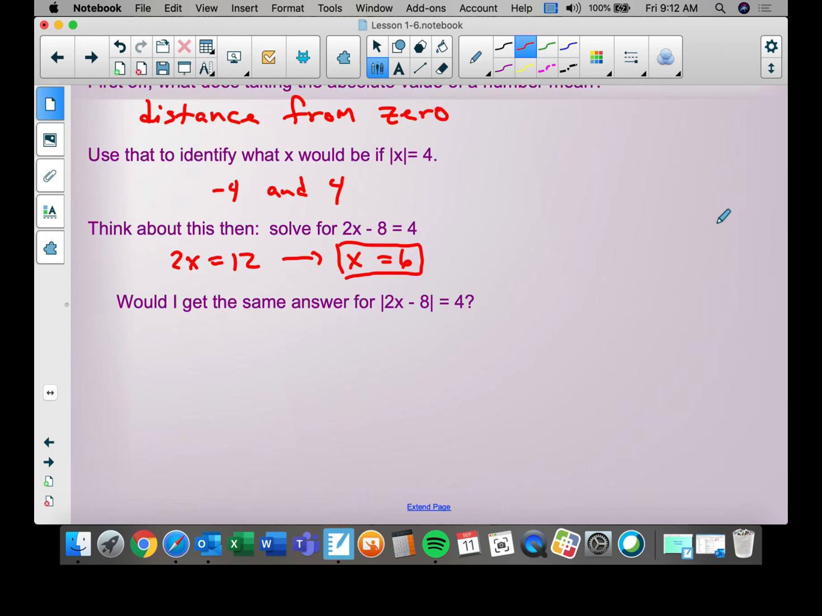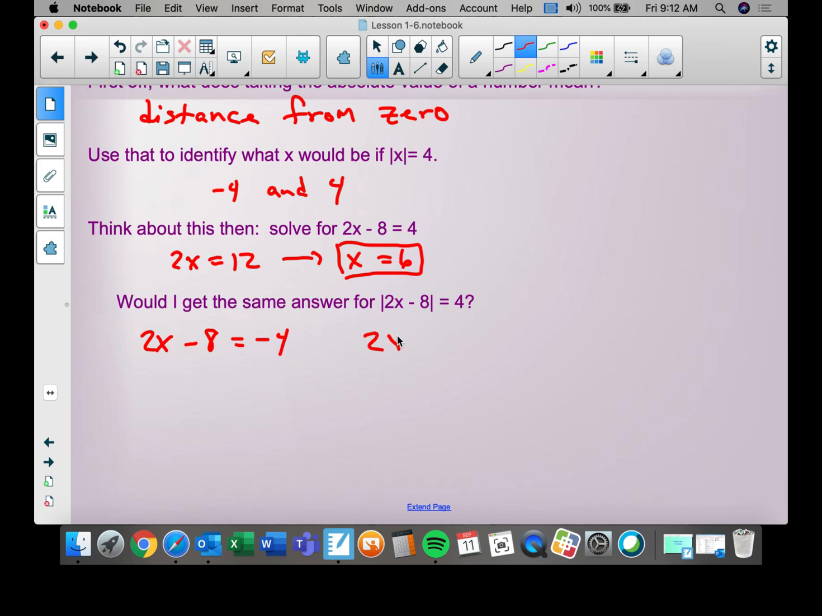The way that I would solve this is what you have to think of. This is asking you the same question as this one is: what numbers are a distance of 4 away from 0 on a number line? So same thing here. It doesn't matter what's in the absolute value. It is saying which ones are 4 away. So in this case, if this 2x minus 8, what's inside, I can set it equal to -4 because that's 4 units away.